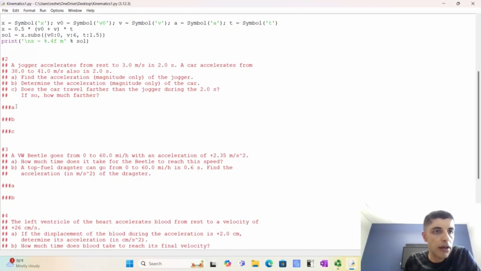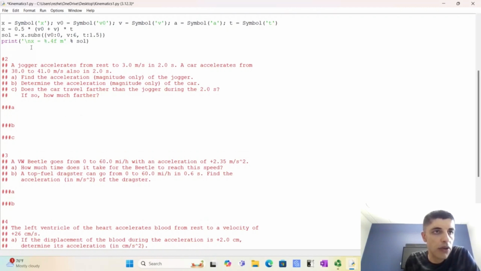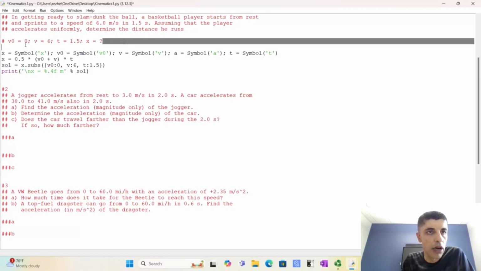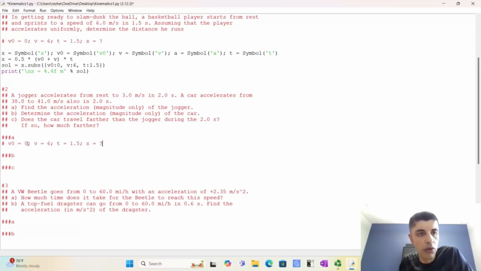So let's go ahead and, just like above, we're going to list our knowns and unknowns. So let's copy and paste this and see how much of it we're going to use. Most likely we're not solving for the same variables. So we know we're going to need v naught because the jogger accelerates from rest to 3 meters per second. So v is going to be 3, and then t is going to be 2. For part A, find the acceleration of the jogger. So we're solving for a. So a equals something. All right, so I'm going to go ahead and copy and paste this line of code here and put it down here.